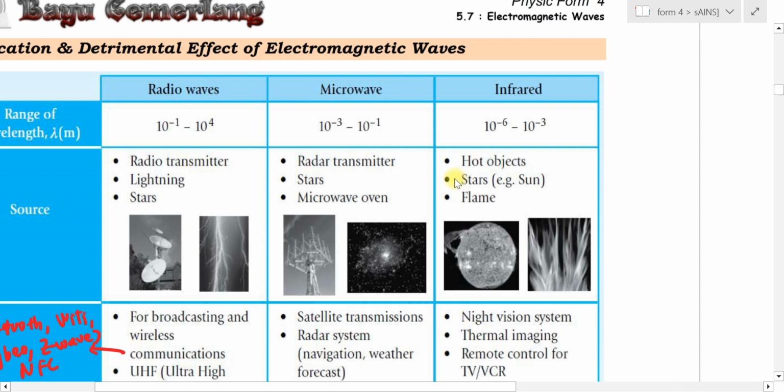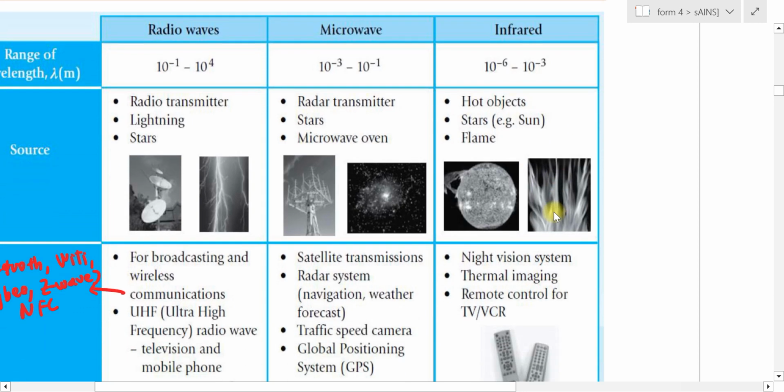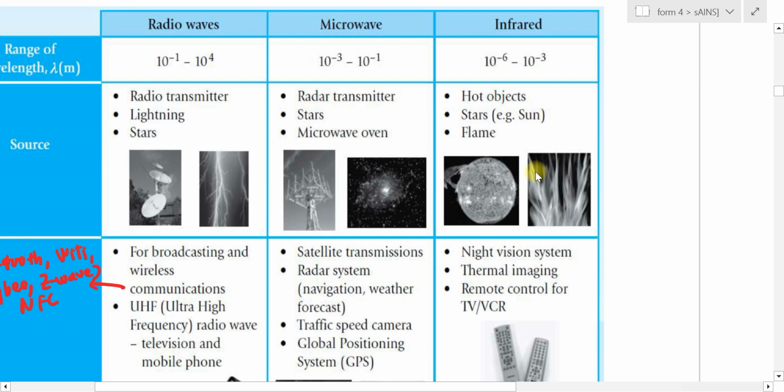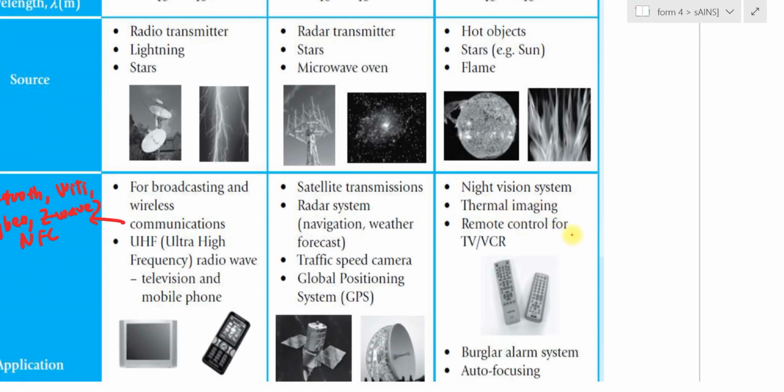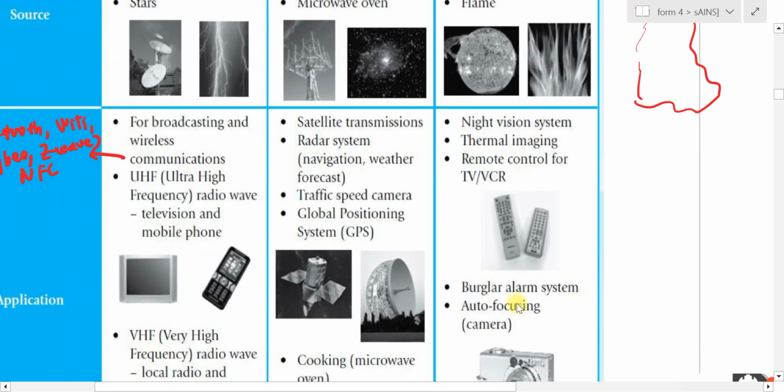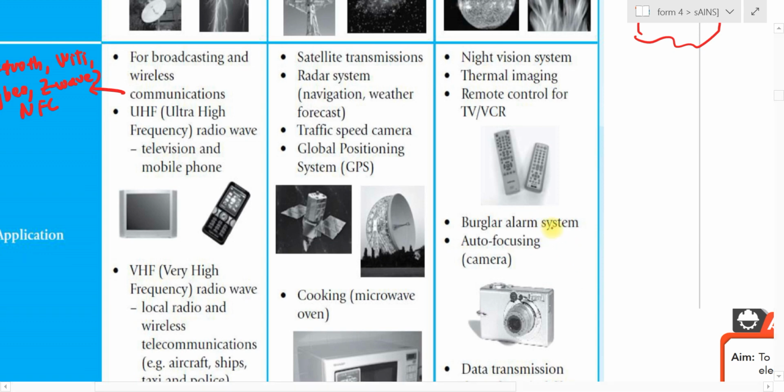Infrared kita dapat dari hot object, sun and the flame. Okay, contoh kita boleh guna untuk apa? Okay, kita tengok. Infrared kita guna untuk night vision. Night vision binocular, night vision camera, like that. And then we use for thermal imaging. Contoh dalam movie semua kita boleh nampak. Kalau ada alien, dia boleh nampak dia punya bentuk dia warna merah macam tu. Remote control, obviously. Burglar alarm system. Dekat company semua kamu pergi, ada warna merah, dia pusing-pusing macam itu infrared.